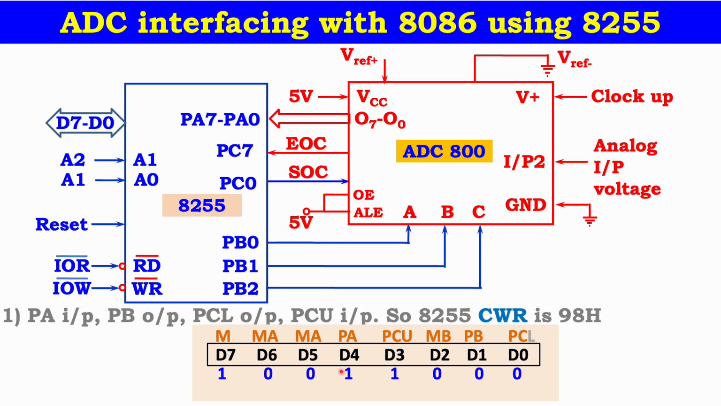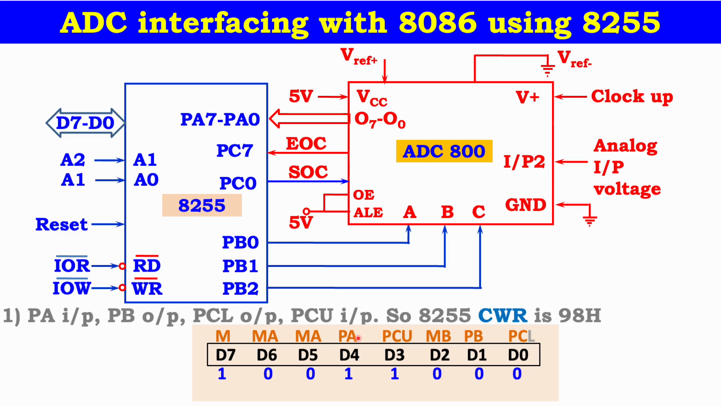When the input port operation is taken, D4 will be initiated or triggered to logic high, logic 1. Similarly, port C upper is again an input port. Mode of port B, mode 0. Next, port B. What is port B? Output. So in output mode, D1 is initiated as 0. Port C lower. What is port C lower? Port C lower is also output. So when it is output mode, it is 0. When it is input, it is 1. So like this we can set the control word register for different modes of operation.